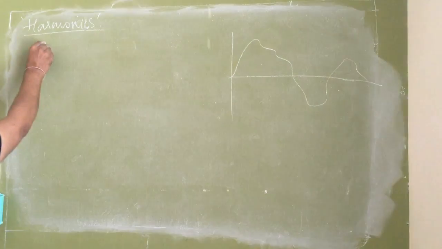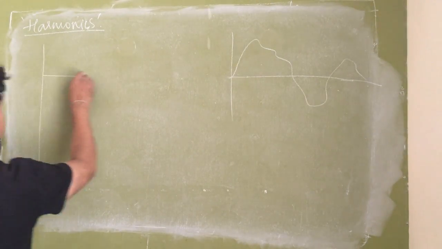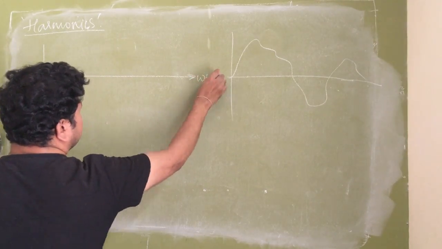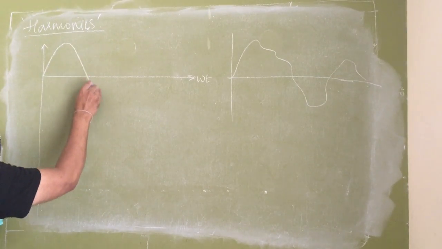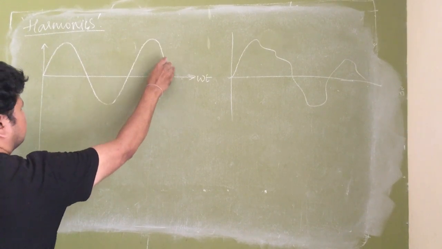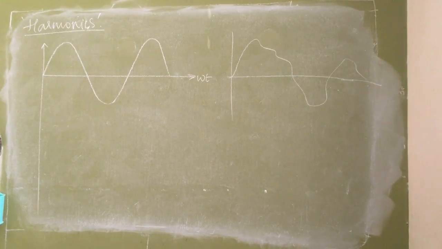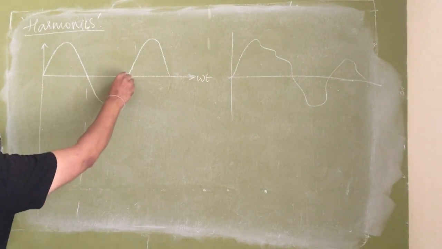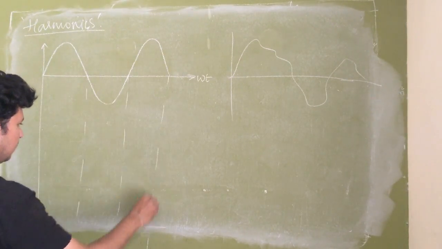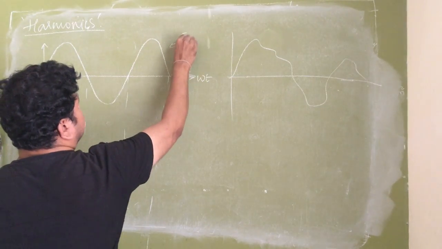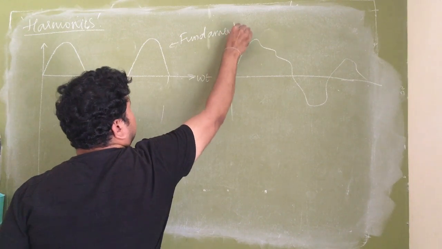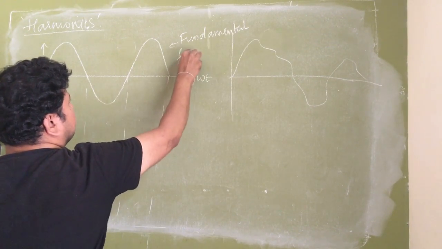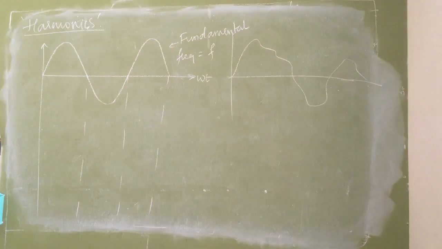Now this is a fundamental waveform. This is, say, omega t. I have 3 half cycles or 1.5 full cycles. This is the fundamental, with frequency equal to F.